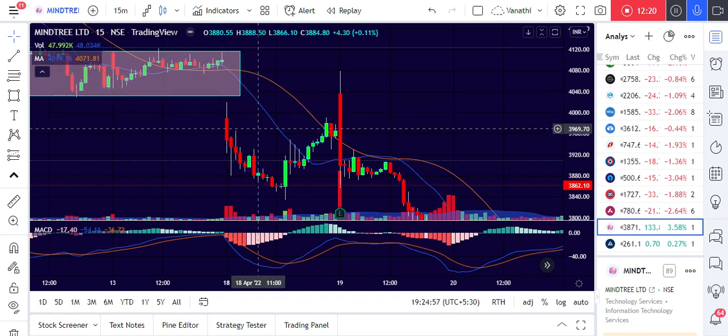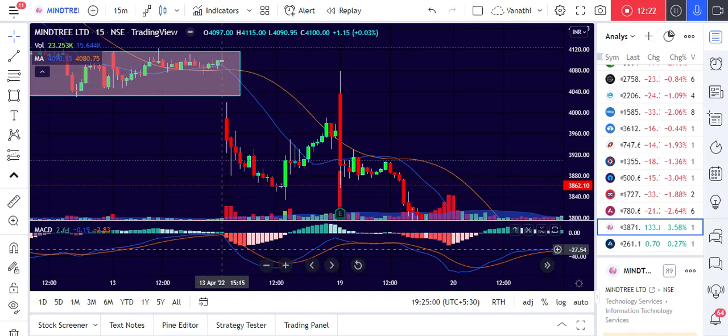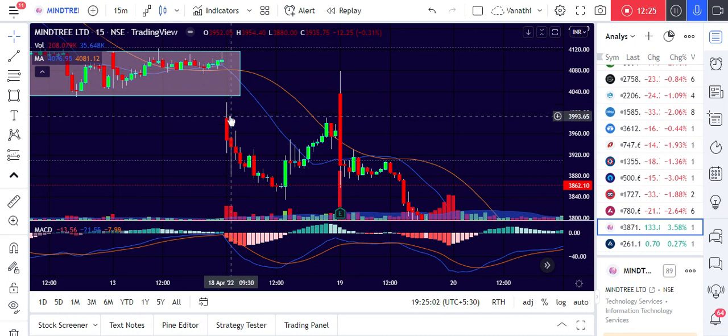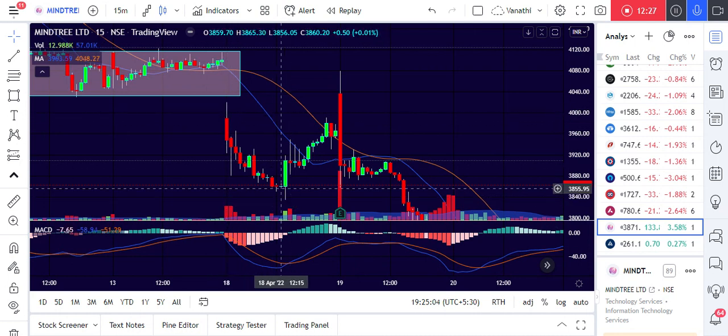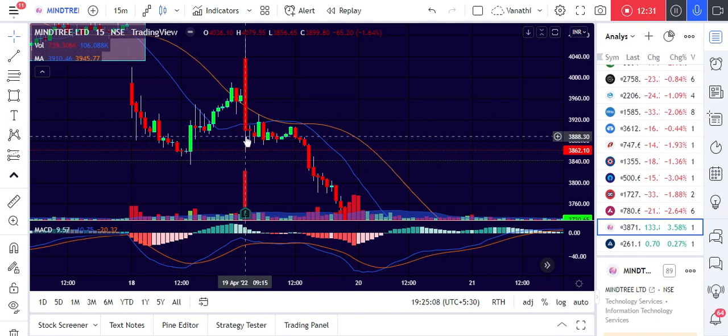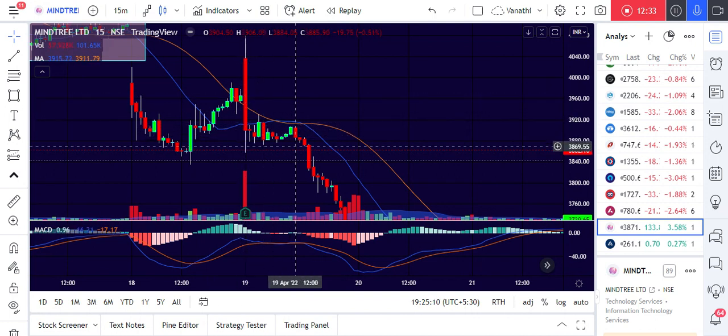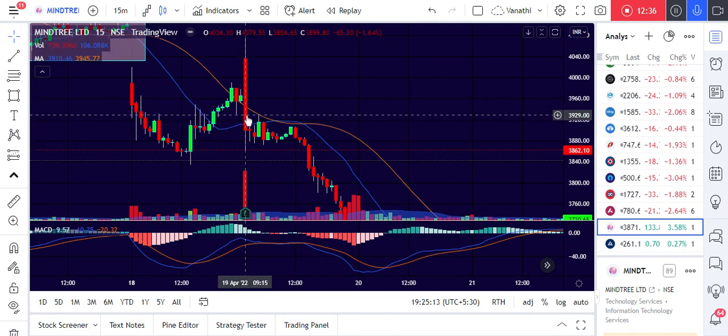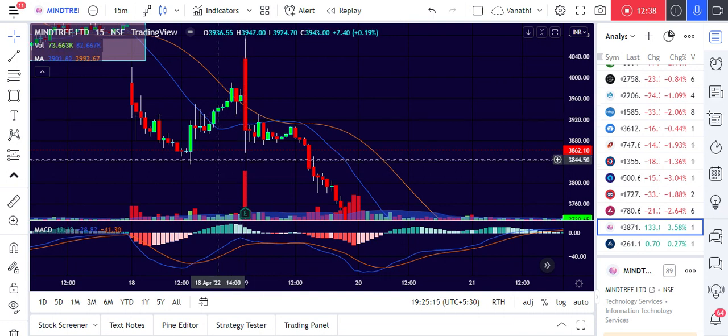Price is below the moving average, and the MACD is also below the zero line. So this is a shorting opportunity. And once again, when you are seeing this green line closing below this zone, but it is a big candle, so we have to wait for the pullbacks to get a proper risk reward.